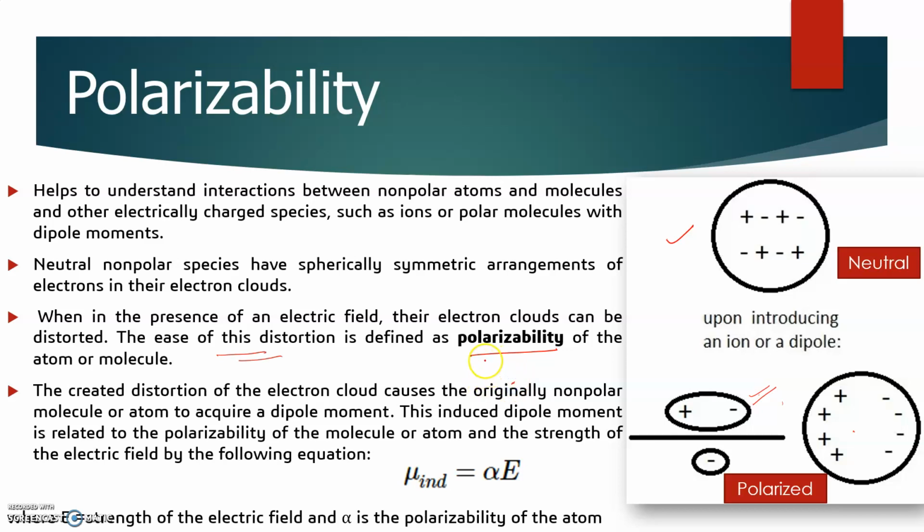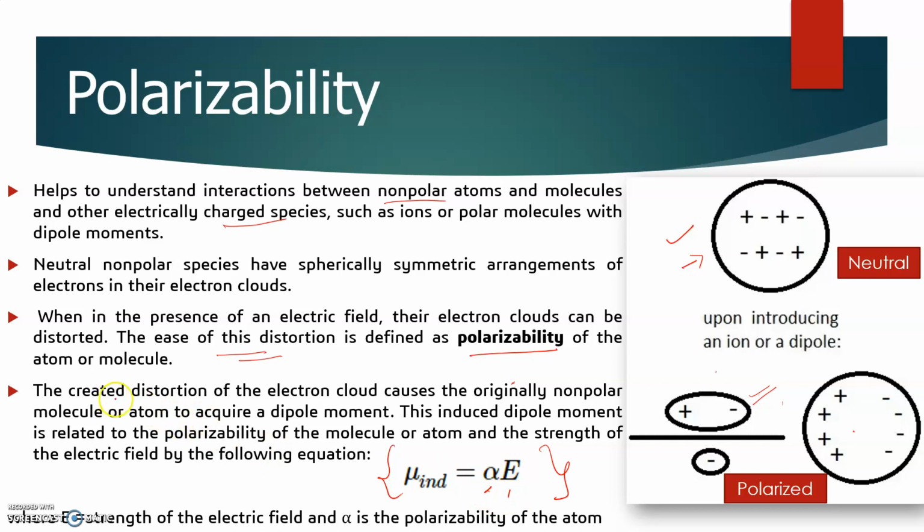Why is it important? It is important because it helps to understand the interaction between non-polar atoms and molecules with other electrically charged species. For example, here this was non-polar, but we see its interaction with a polar molecule, an ion or a dipole, and what kind of dipole moment is generated. So how do we calculate this value? We calculate this value using this particular formula, where alpha is the polarizability of the atom and E is the strength of the external electric field.